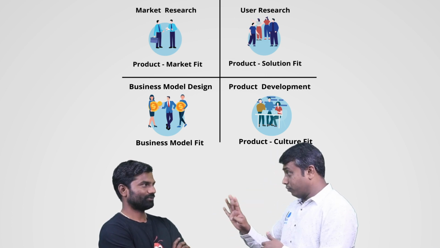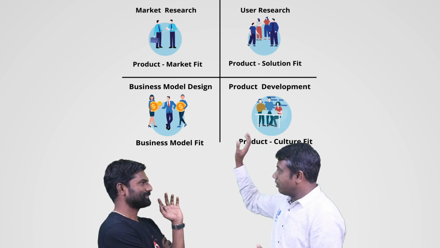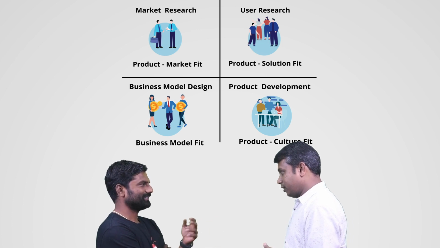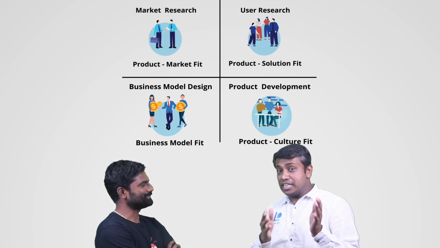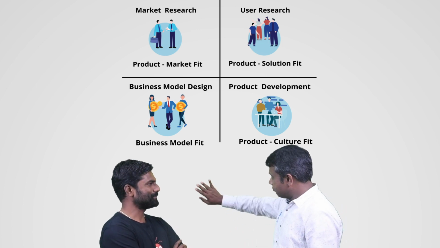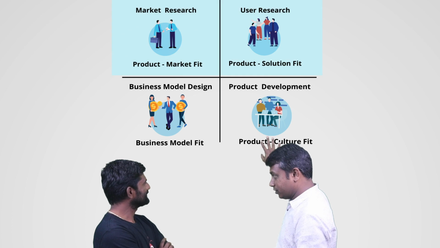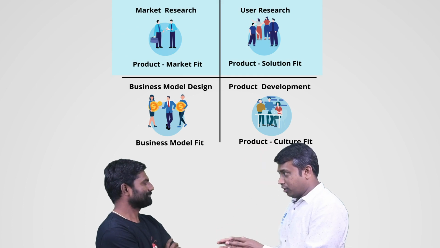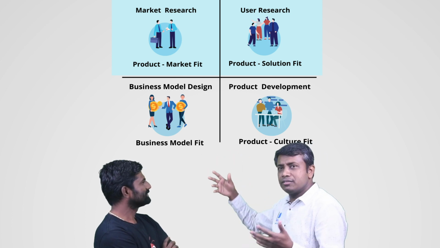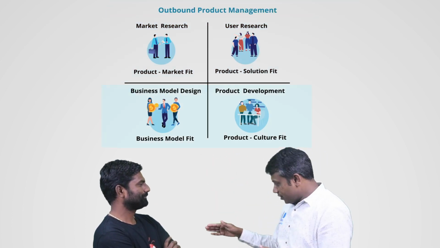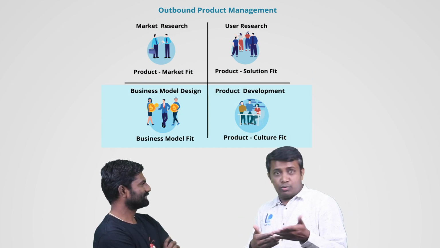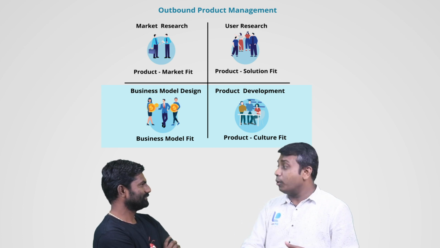Now we talked about 4 fits. Problem solution fit, product market fit, business model fit, and product culture fit. All these 4 activities are product management. Now if you look at it, the buyers and the users, unless you're building an in-house product, they sit outside your organization. So most probably people call that outbound product management. Then the sponsors and the developers, they are on the doer side. So that's why people might call it inbound product management.